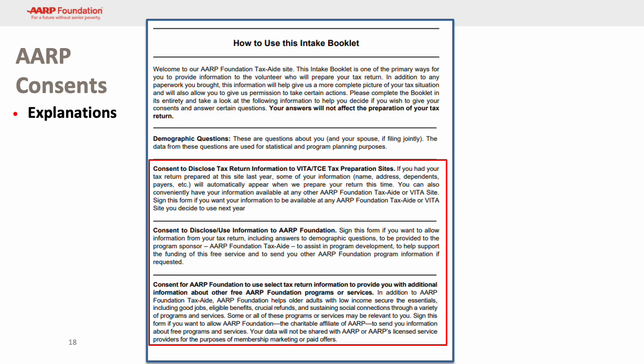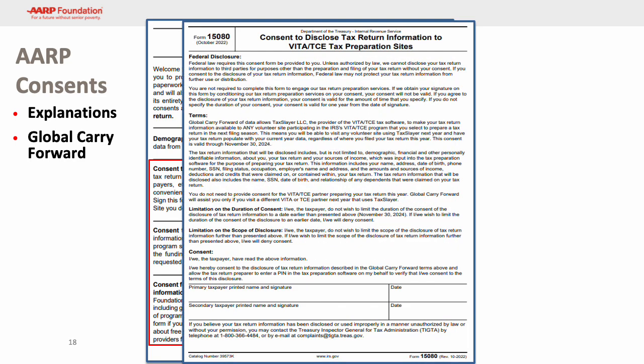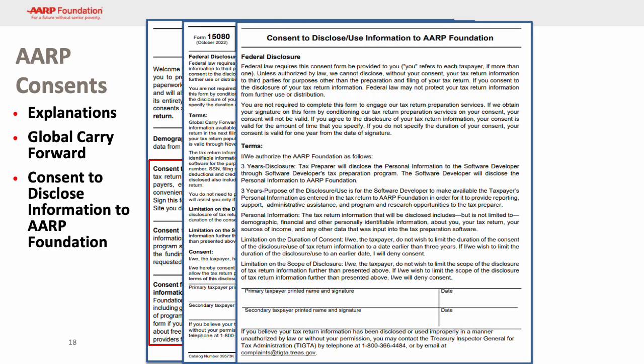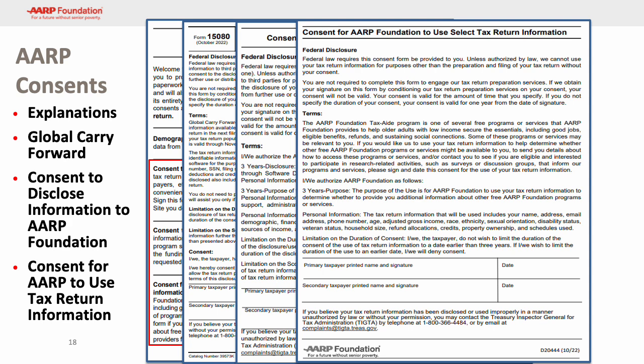Now, in addition to these 5 pages of the IRS booklet, AARP Tax-Aide adds 3 consents that the taxpayer can choose to either accept or reject. It's up to them. So the first page of the consents explains the 3 consents. First consent is global carry forward. The second consent is the consent to disclose information to AARP Foundation. And the third consent is the consent for AARP to use tax return information. We'll explain each of these in just a moment.